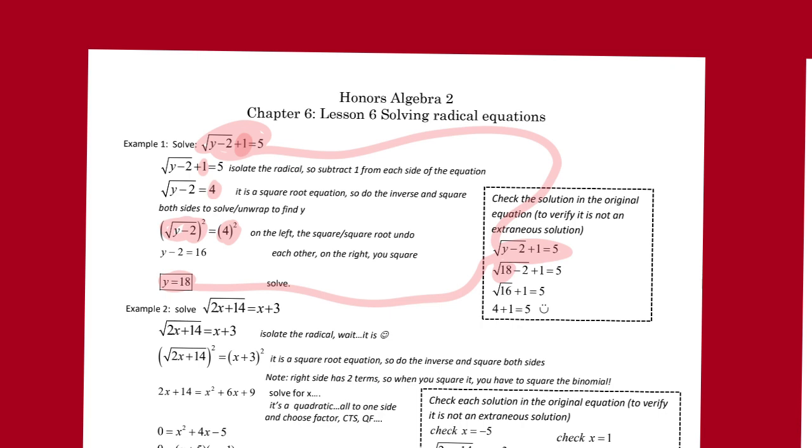I think the big thing for the next question is, when you square both sides, you've got to remember that when you square the left side, the square and the square root go away and you're left with just 2x plus 14. But when you square the right side, you don't just square each term, you've got to square the whole right side. So you have to take x plus 3 times x plus 3, FOIL it out, and you're going to get this trinomial.